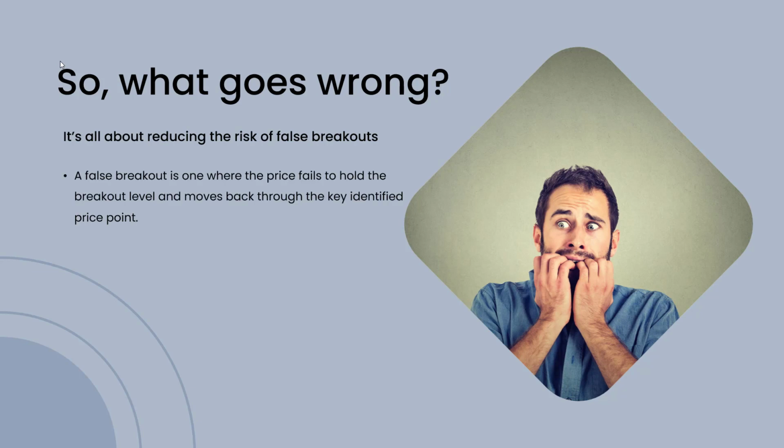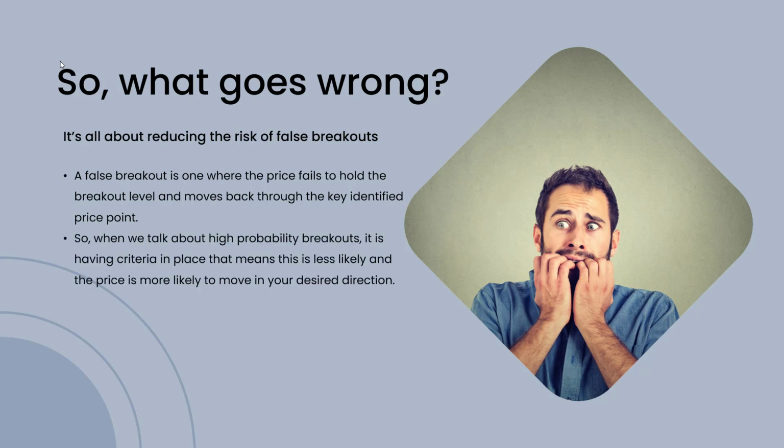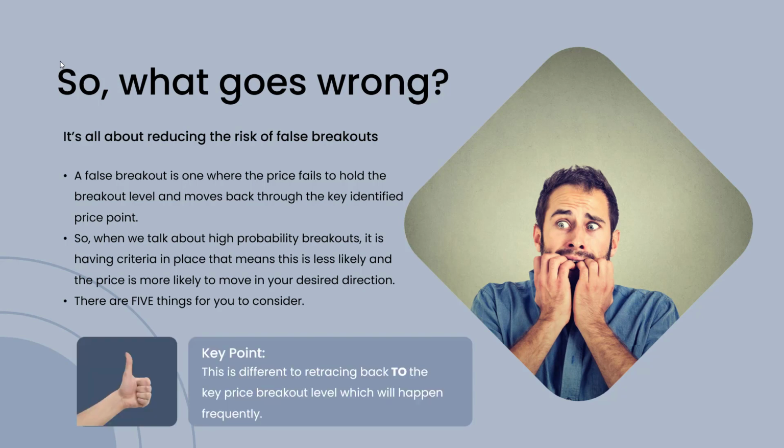So this identified key price point can be a support resistance line or a pivot. What we want to see is it hold its price through that level and subsequently begin to move in our desired direction. The problem, of course, is that often it doesn't. So when we talk about high probability breakouts, it is having criteria in place, meaning that this is less likely and the price is more likely to move in your desired direction. And there are 5 things to consider, which we're going to do during the course of this presentation.